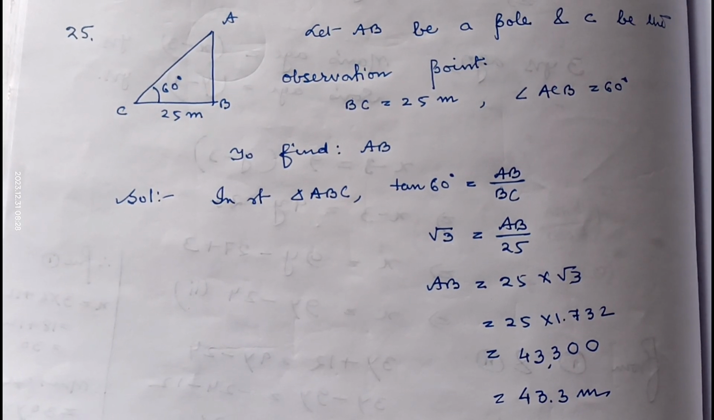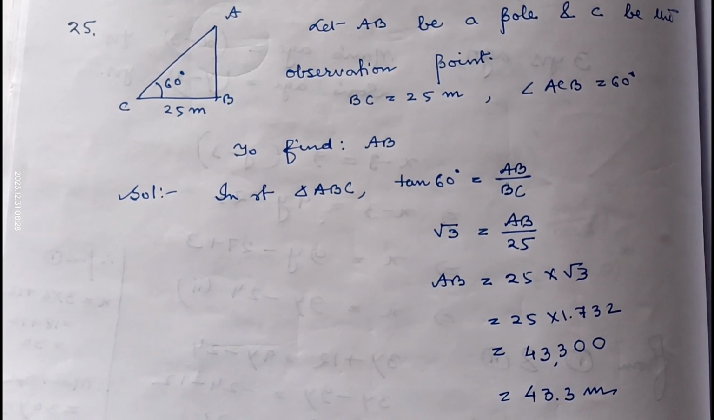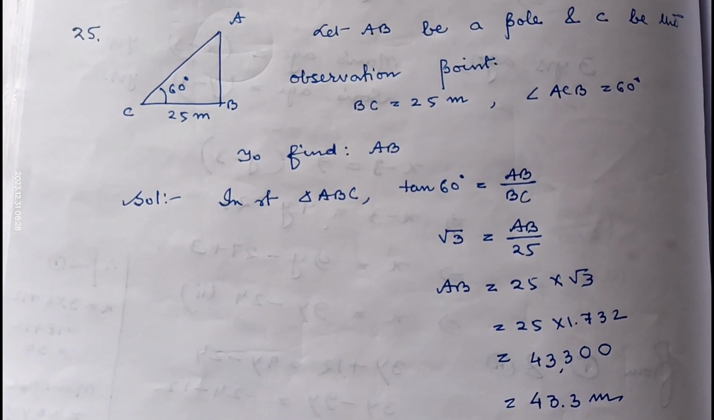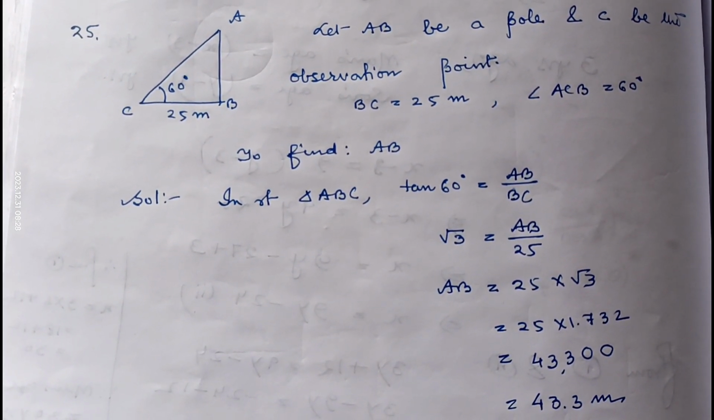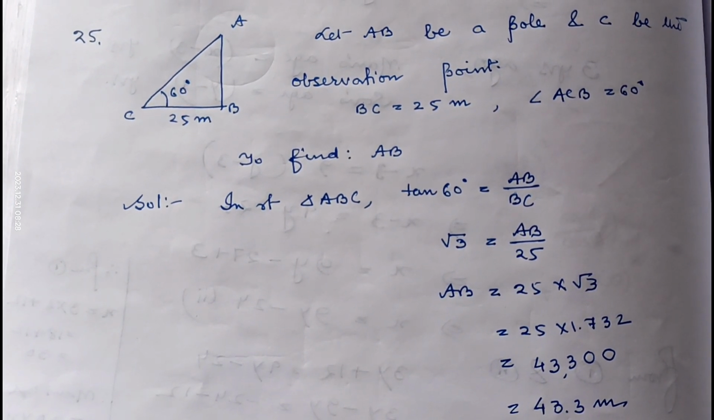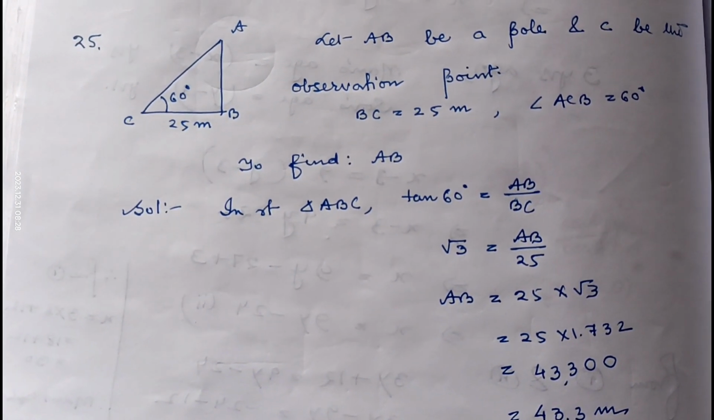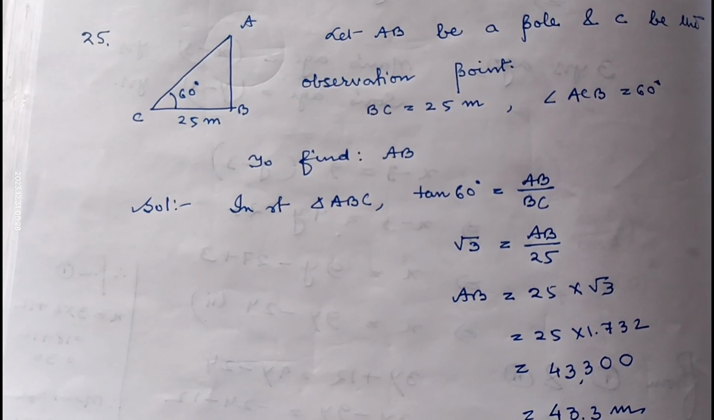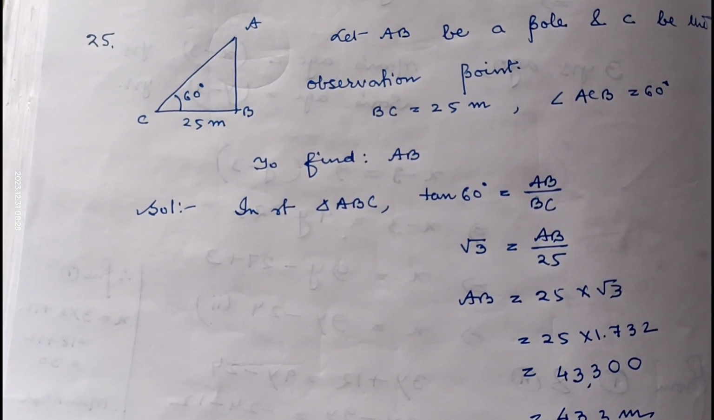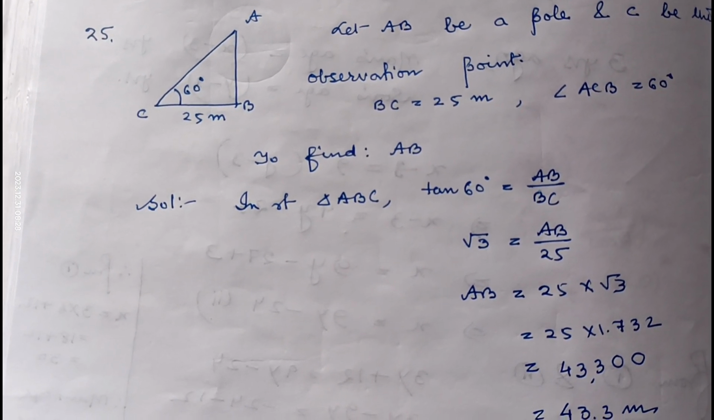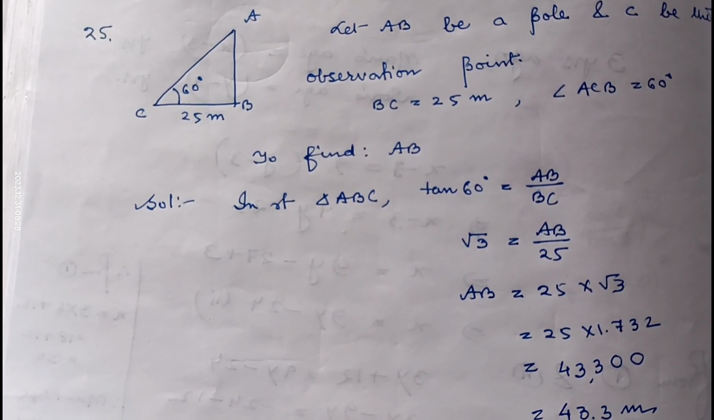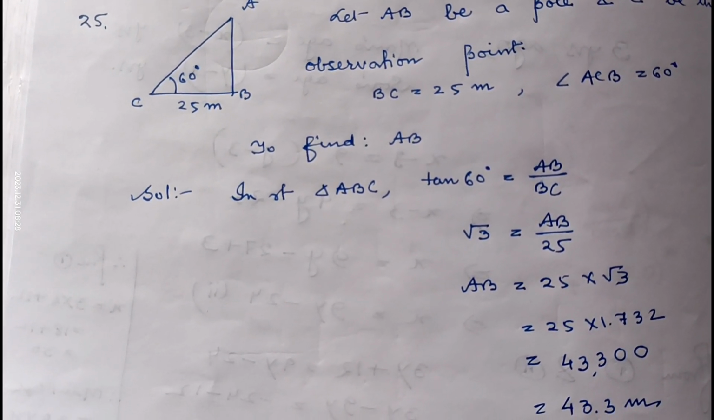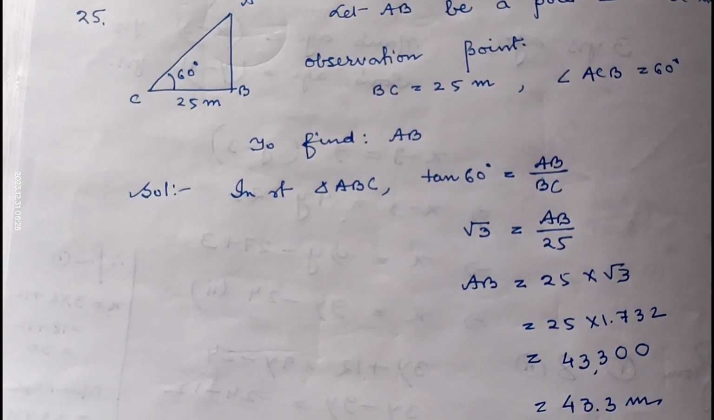Suppose AB is the pole and C is the observation point. It is given that C is at a distance of 25 meter, therefore BC equals 25 meter and angle ACB is 60 degree, and we have to find the height AB. Since height is to be calculated and base is given, we have to use the trigonometric ratio tan theta, because tan theta is perpendicular by base. So in right angle triangle ABC, tan 60 is AB by BC. Tan 60, we know the value, is root 3, equal to AB by BC.